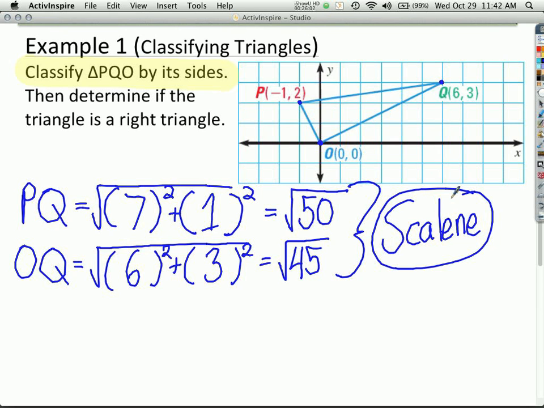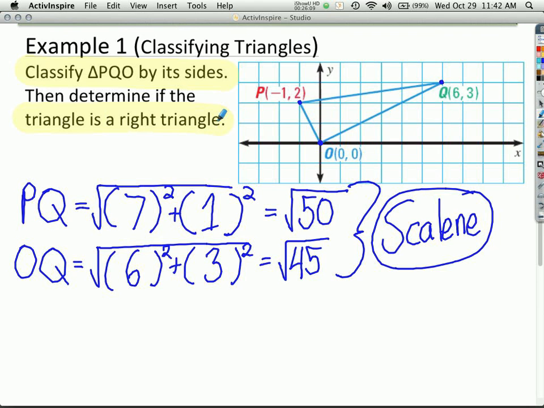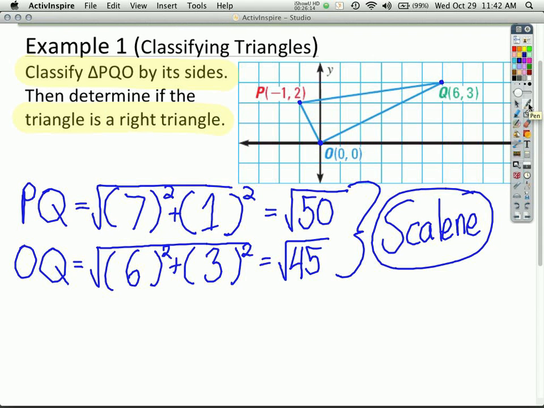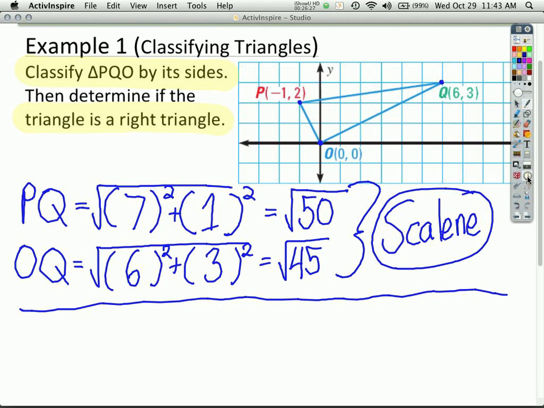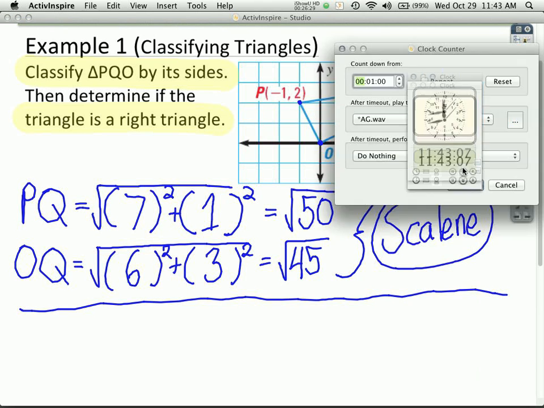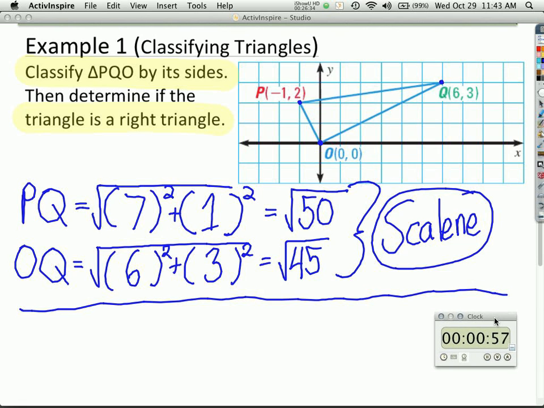Okay, we actually had a second question that we were asked. Determine if the triangle is a right triangle. So now we need to figure out how to determine whether or not it's a right triangle. So we've got a kind of a part 2 or a part B. How are we going to figure out if it's a right triangle? You've got 1 minute. See if you and your teammates can figure out how to figure out if it's a right triangle. Go.